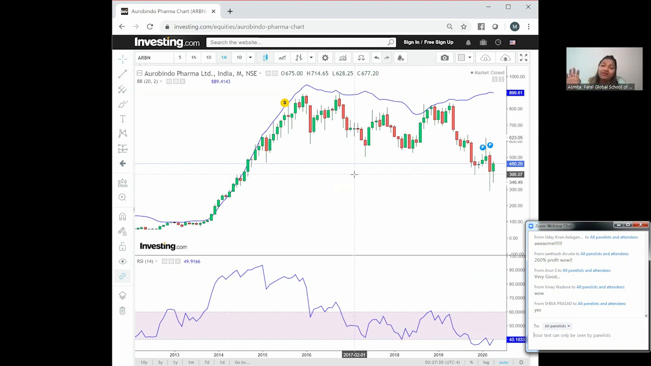59.78. So entry will be 59.78. What is advanced? Are they complex? No, they are more simpler. Now, please calculate your target 1 and target 2. Thank you, Dhruv.